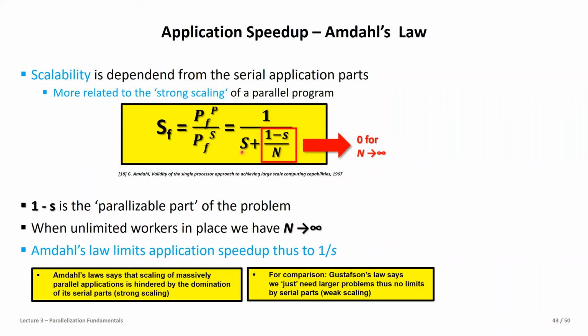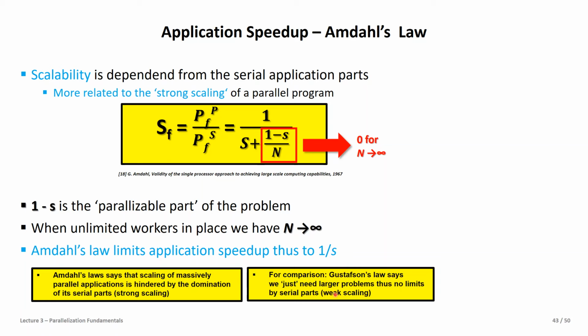Otherwise we would nicely parallelize every single problem. And this is Amdahl's law. So having more and more cores helps us, but it's not unlimited because it's limited by its serial parts. And this is the strong scaling idea and the tail off we have seen here and there. And of course, for comparison, Gustafson's law, which is now the weak scaling part, just says, okay, well, that's not a problem. Then let's just go to bigger problems, right? So don't bother anymore with this problem space.